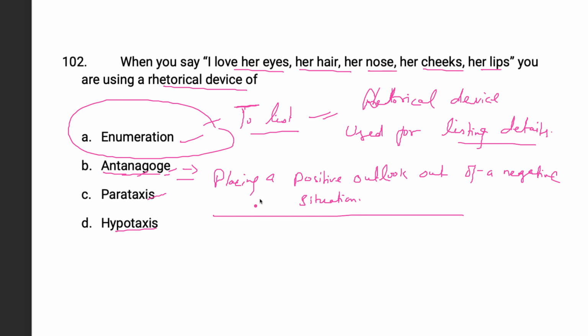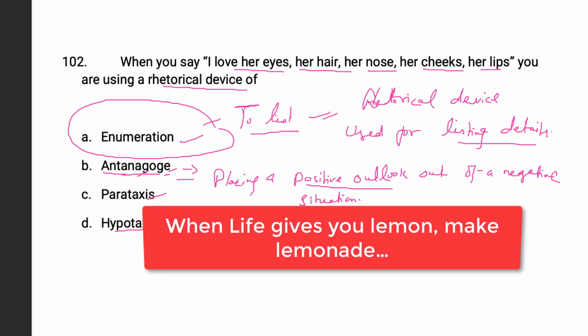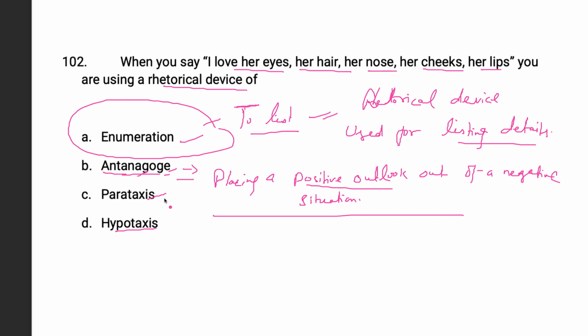Similarly, when we place a positive outlook out of some negative situation, just like when life gives you lemons, make lemonade. When there is always bitterness in your life, use it as some kind of medicine. Medicine is also bitter.